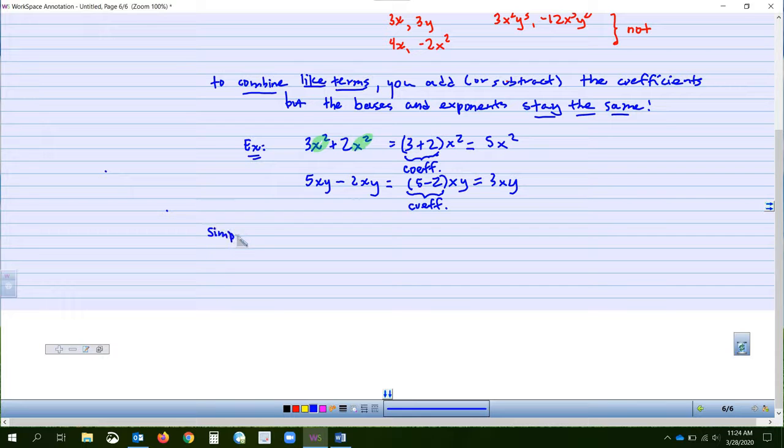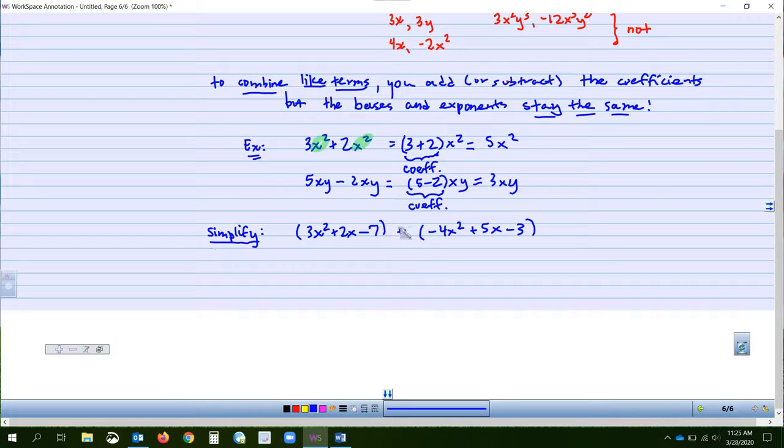Simplify. By the way, since these are expressions, taking an expression and writing it in a shorter way is called simplifying. So I'm going to simplify 3x squared plus 2x minus 7 plus negative 4x squared plus 5x minus 3. So this is a polynomial with 3 terms, so this is a trinomial. This is a polynomial with 3 terms, also a trinomial.